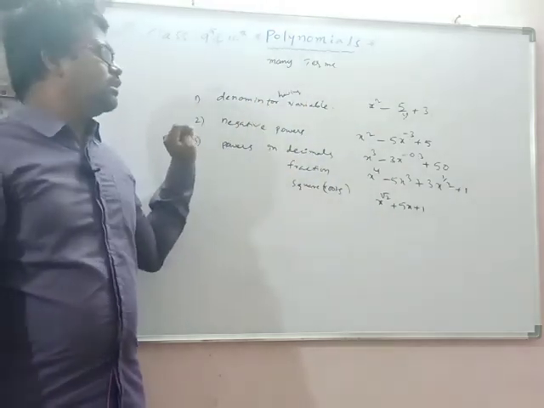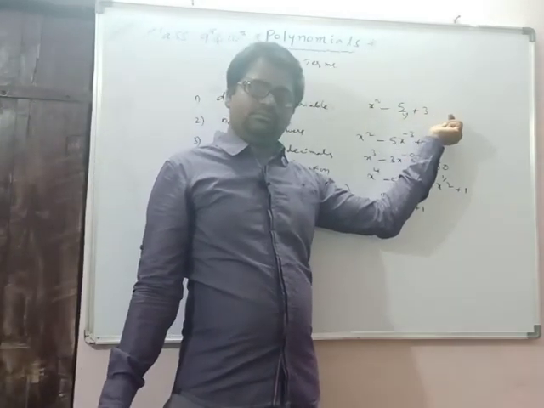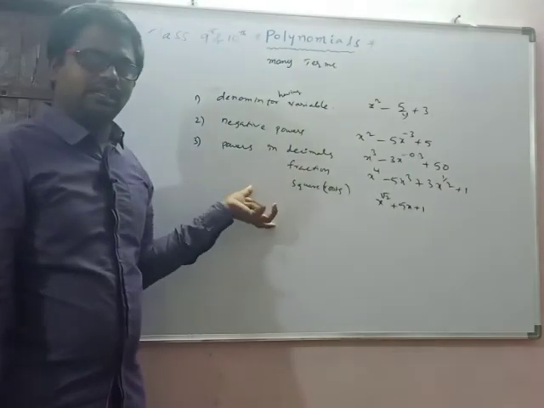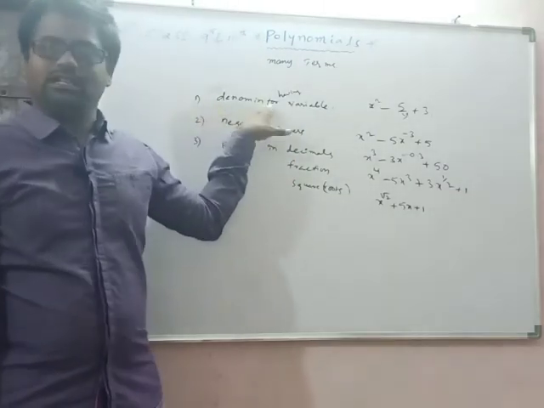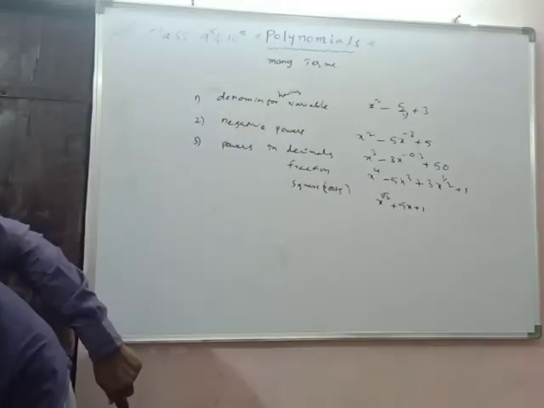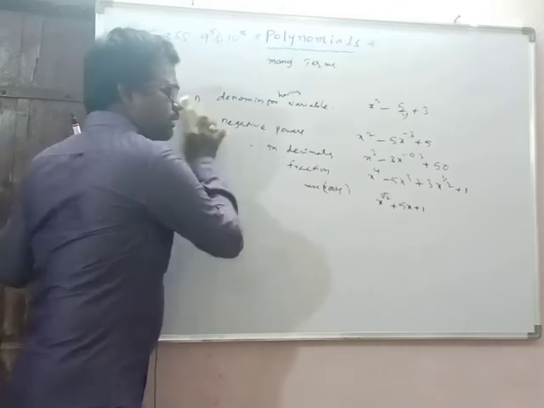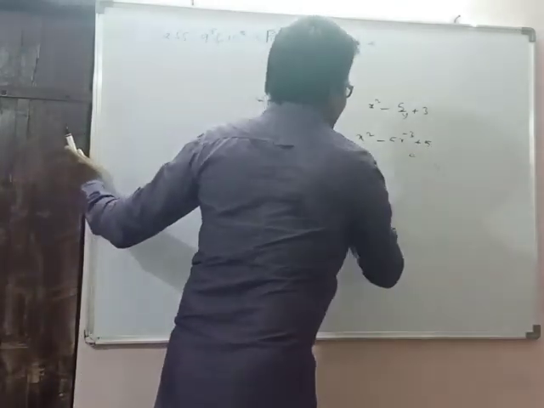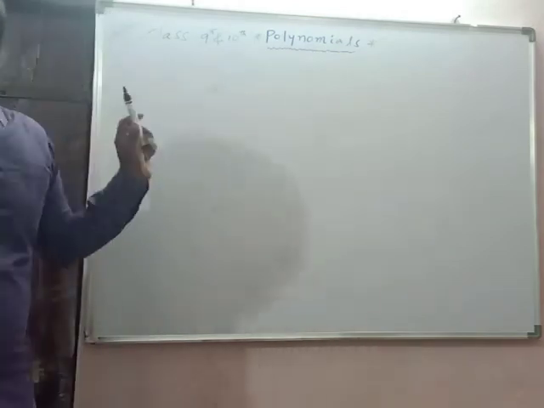Whatever the example, you have to observe each and every term. Then only you will get an idea. So now clear idea about polynomials. Denominator variable not a polynomial. Power should be negative also not a polynomial. Power should be decimals also not a polynomial. Fractions, okay. Square roots or cube root, whatever.